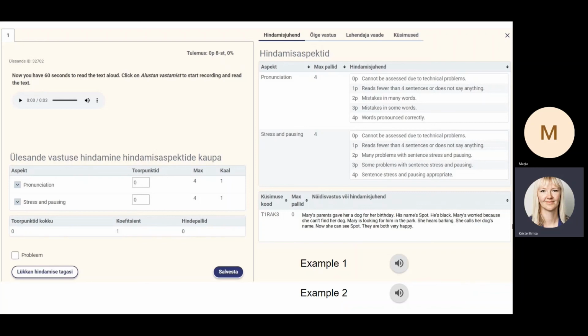Okay, so this performance was a bit weaker, you probably noticed, but when we think about the pronunciation, there were mistakes in some words, but not in many words. So just some, like there was barking and some other minor problems. However, for sentence stress and pausing, there were many problems because it was not as easy to follow as it should have been.